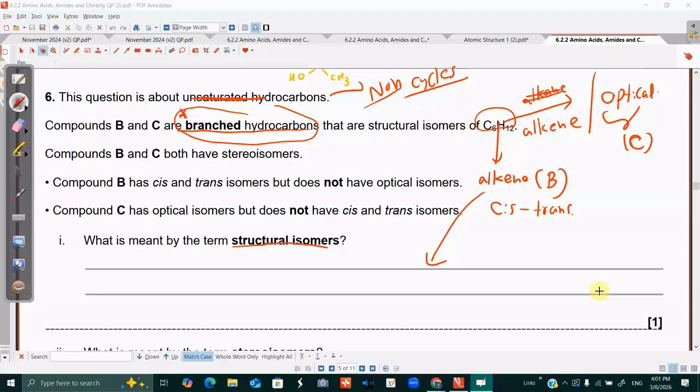Optical isomer. Okay, now the thing is, in your answer, I'll tell you, if you are talking about a cis-trans isomer, these are the conditions. If this is the double bond, if the same groups are connected to the two carbons, can you call it a cis-trans? What do you think? For example, I'll put hydrogen here, hydrogen here. Is it cis or trans?